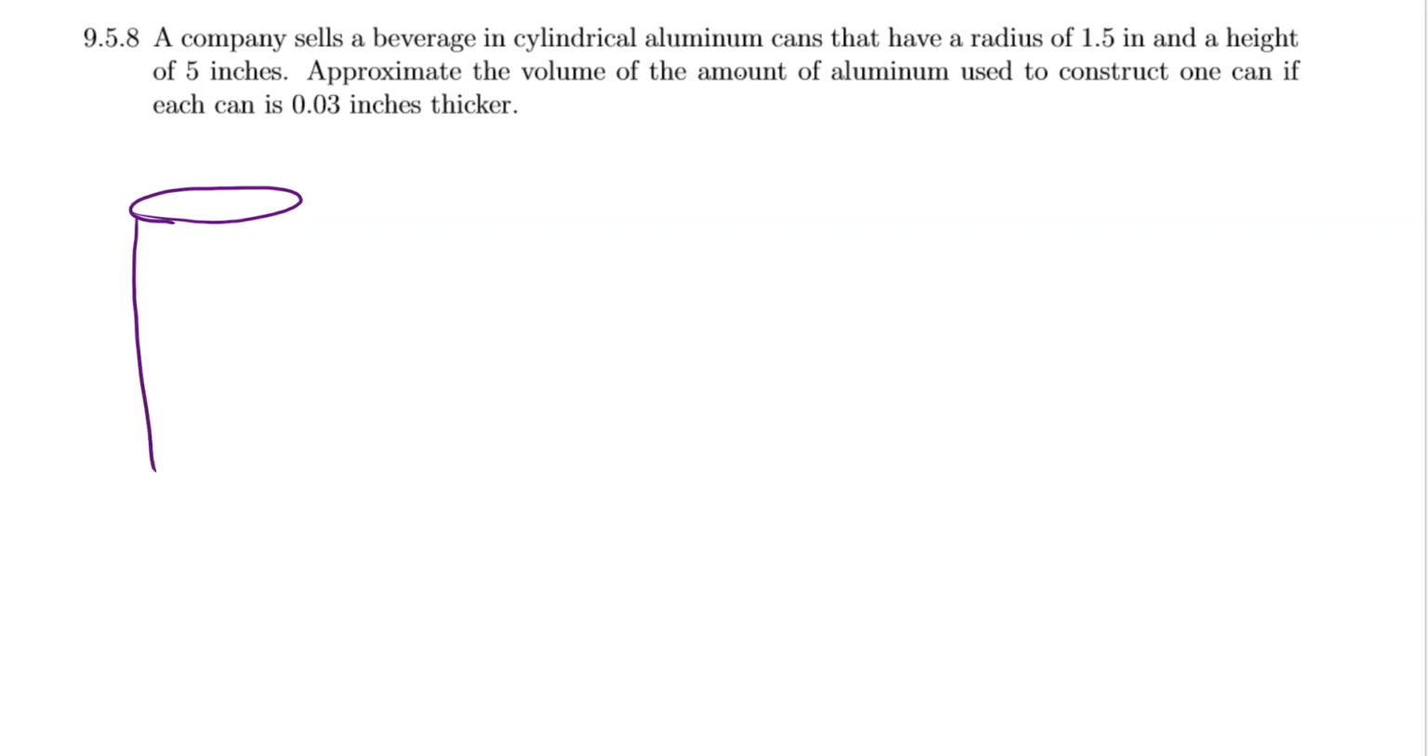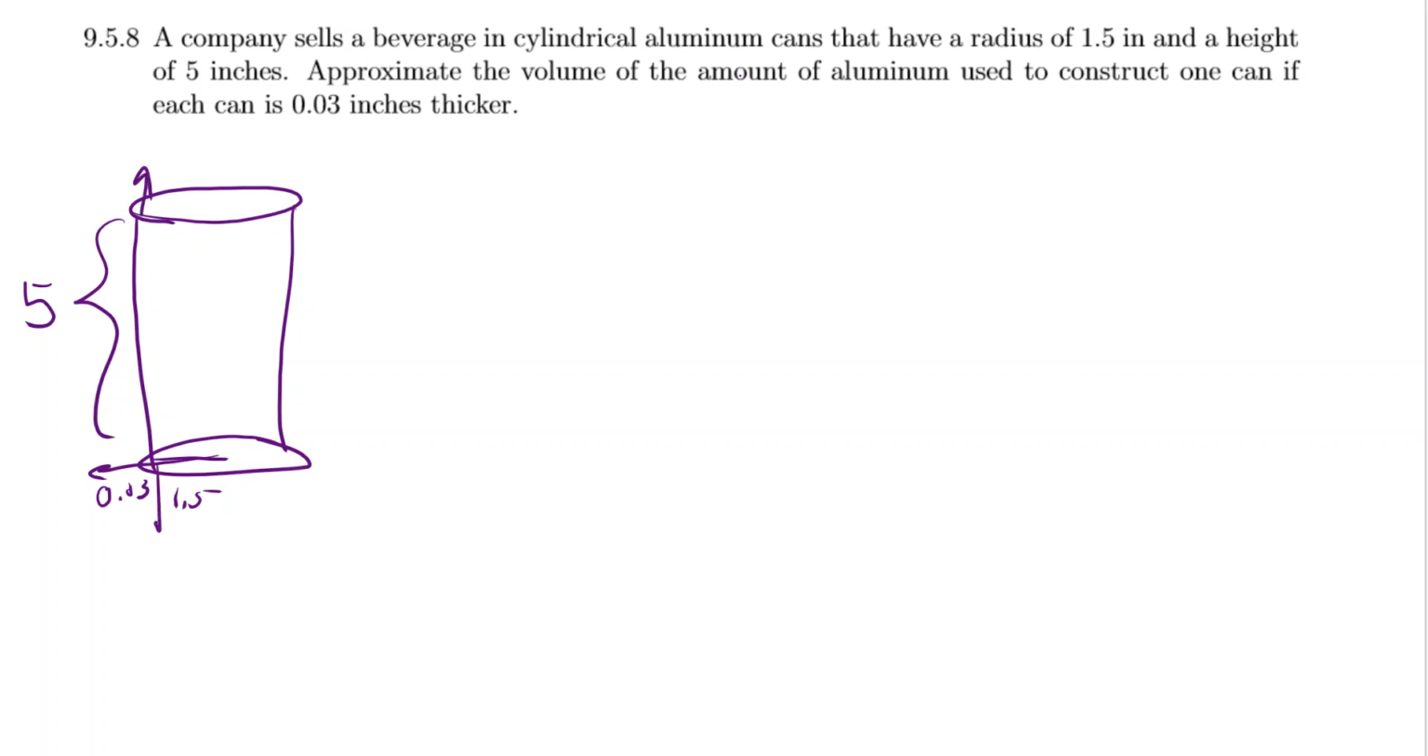So draw your can. This one's long because it's much longer than it is wide. This was 1.5. This was 5. And then we're going to make it thicker. So this is going to increase by 0.03. And here's the thing you have to be careful about. When I look at how the other one's going to increase, it's going to go thicker in each direction. So it's going to go up by 0.03 and 0.03.